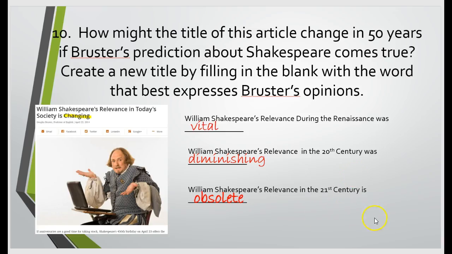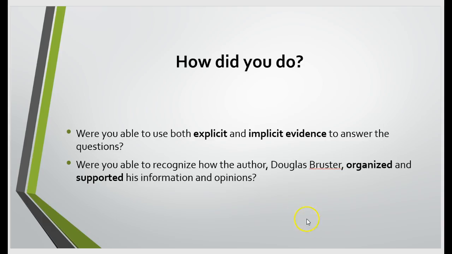All right, last question is, I had you contemplate how could we change the title? What if we were talking about this title in Shakespeare's time? We might say that Shakespeare's relevance during the Renaissance was vital. What if we were talking about in the 1900s, William Shakespeare's relevance was perhaps diminishing? But what do we think the author might say about Shakespeare's relevance in the 21st century in another 50 to 100 years? He regrettably says, right, that the relevance might be obsolete. Shakespeare might become obsolete.